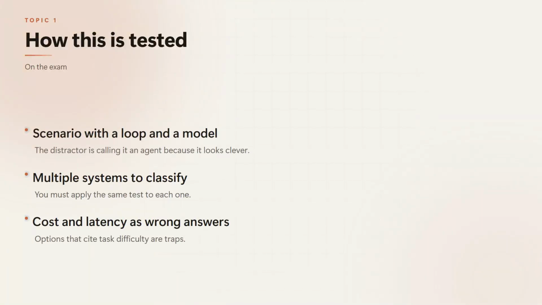On the exam, expect a scenario that looks like System 4, a model, a loop, tool calls, error handling. The distractor answer will call it an agent because the task seems hard or because a model is involved. That is the trap. The correct answer is workflow, and the justification is that every branch was written by a human. You will also see questions that ask you to classify multiple systems, and the wrong options will cite task difficulty or model presence as the reason. Remember, the test is always who chooses the next action, not how impressive the step is.